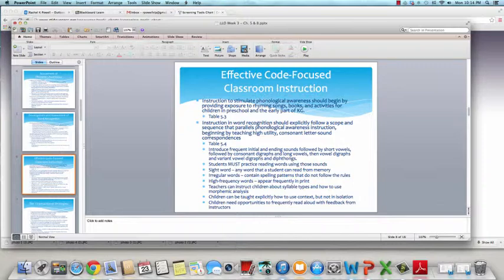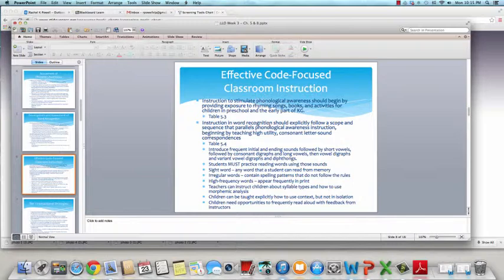Now, irregular words are words that contain spelling patterns that do not follow the rules, such as said and was, words that don't follow your common rules for phonics. And then finally, high frequency words are words that appear frequently in print, and these are what are usually referred to as the Dolch sight words or the Fry sight words. They appear multiple times in print. They can be regular, like that and with, or they can be irregular, said, was, some.